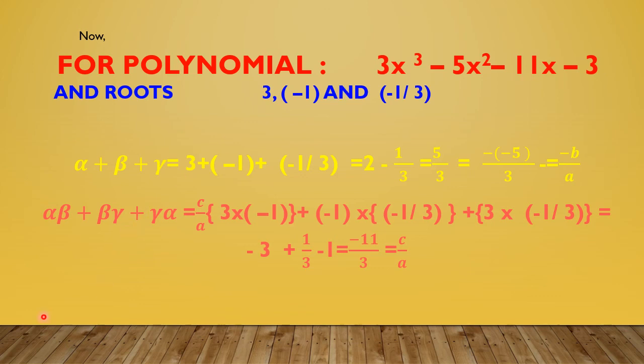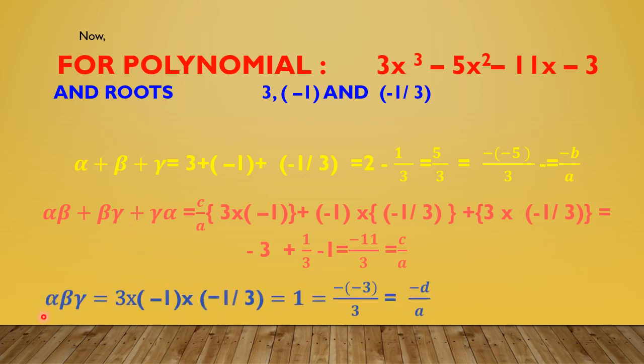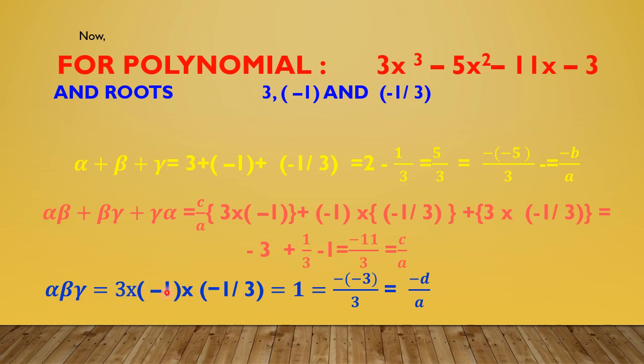And then finally we are going to take the product of the three zeros, which is very simple. 3 into minus 1 into minus 1 by 3, you are getting 1. And now compare it with minus d by a. Minus d means minus of minus 3, which is plus 3, and plus 3 upon 3 is 1. You just do it in your notebook. Do these calculations yourself. It's a 3-mark question.